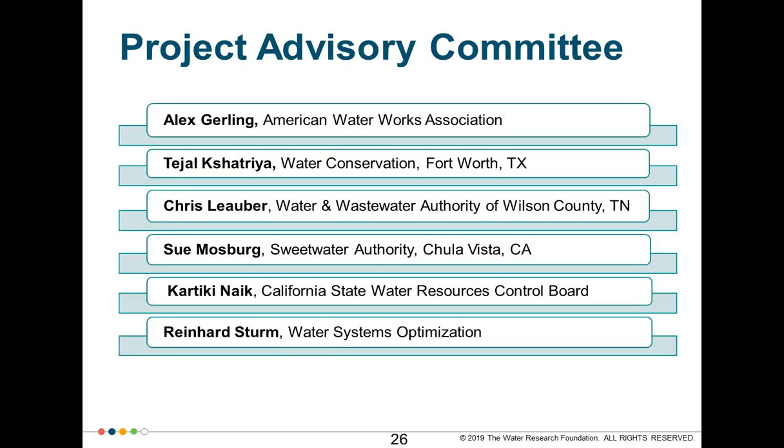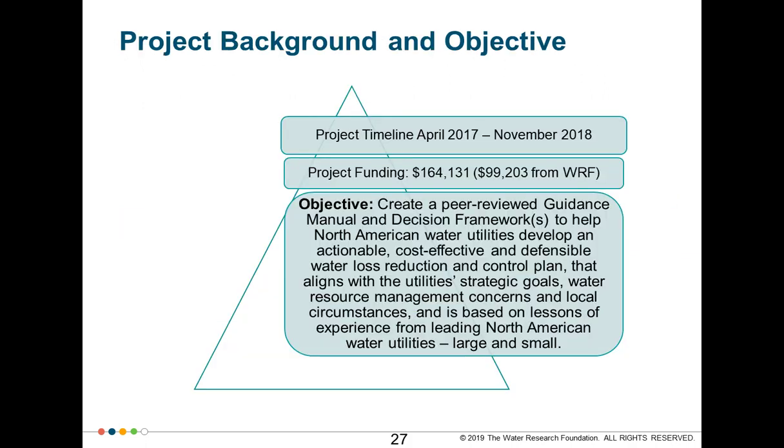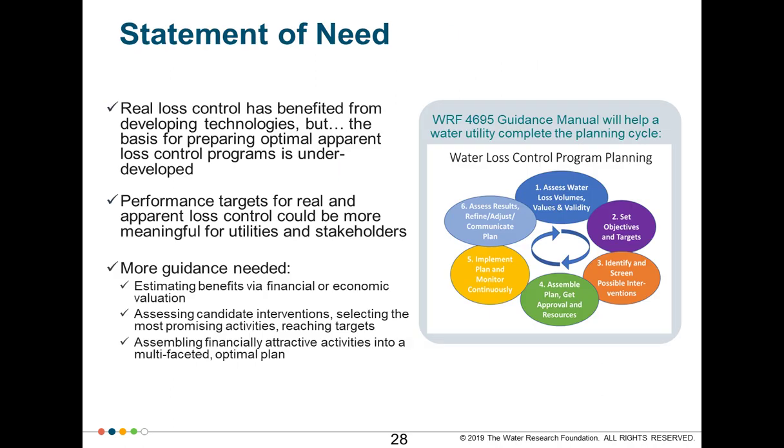This effort also received timely and valuable support from our project advisory committee members, representing a broad spectrum of water industry perspectives, and we thank them for that. Our objective over the 18-month duration of the project was to create a guidance manual that North American water utilities may use to develop an actionable, cost-effective, and defensible water loss control plan. This plan will also be aligned with the utility's strategic goals and local circumstances and will reflect the experience of leading North American water utilities, large and small.